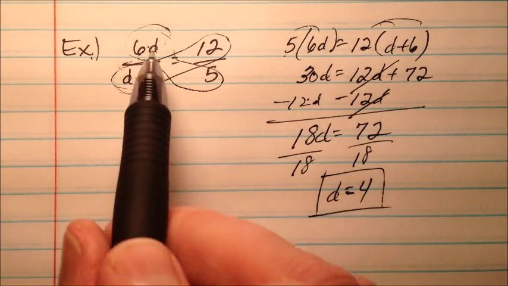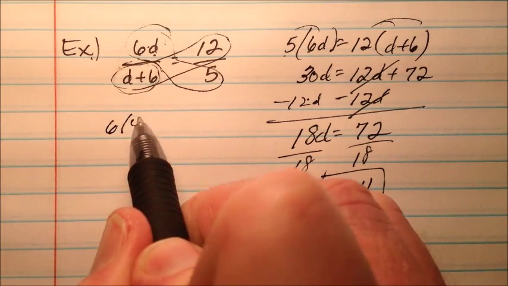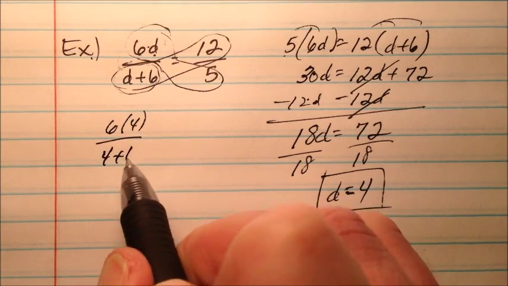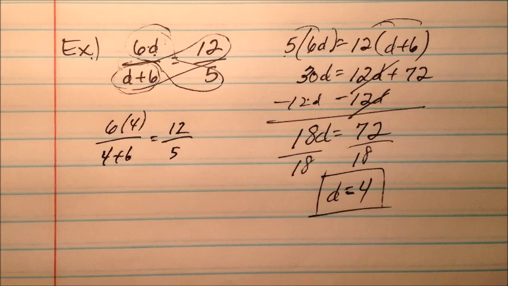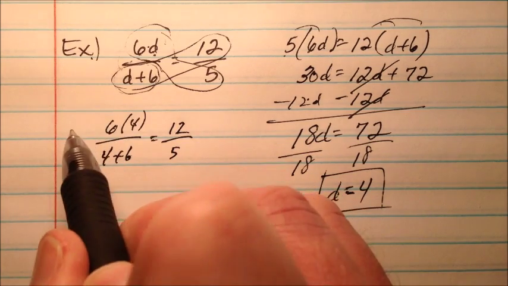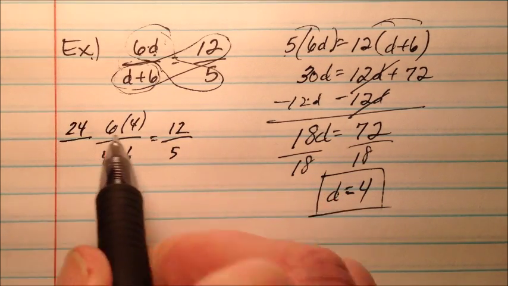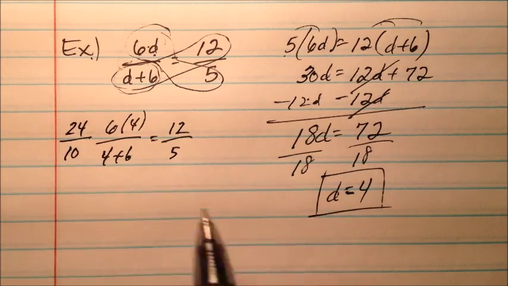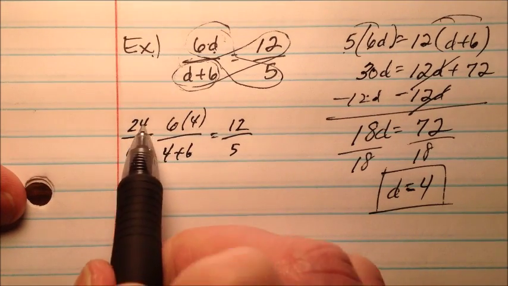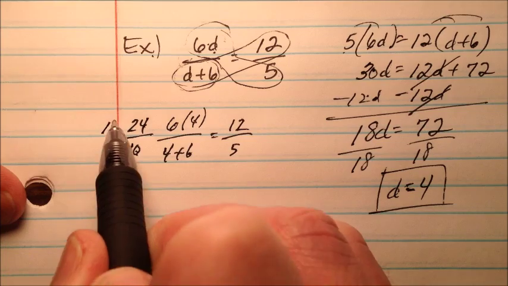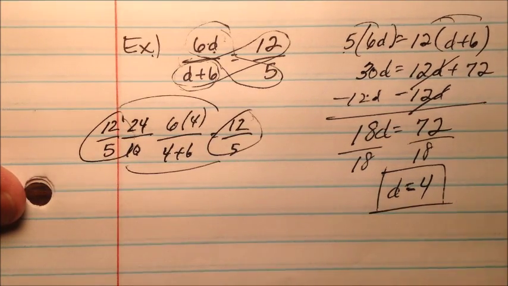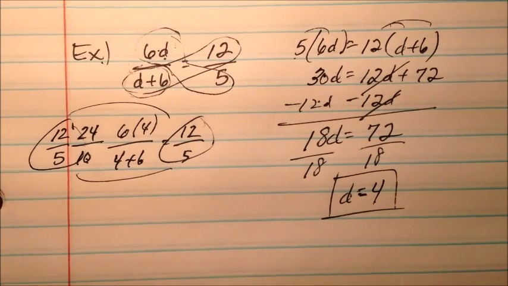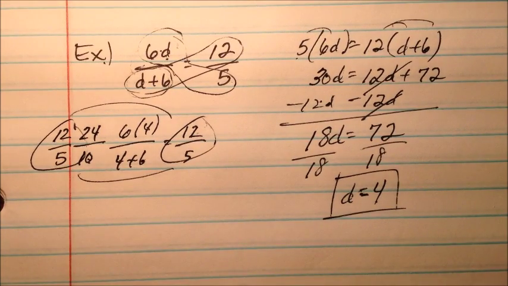So again, like the other examples, let's plug it in. So 6 times 4 over 4 plus 6. And we're saying that's the same as 12 over 5. Well, 6 times 4 is 24 over 4 plus 6 is 10. And if we reduce this fraction, I can take a 2 out of each one, I'll get 12 over 5. Look at that. So again, my value of d was 4. When I plug it in, I get equal ratios.